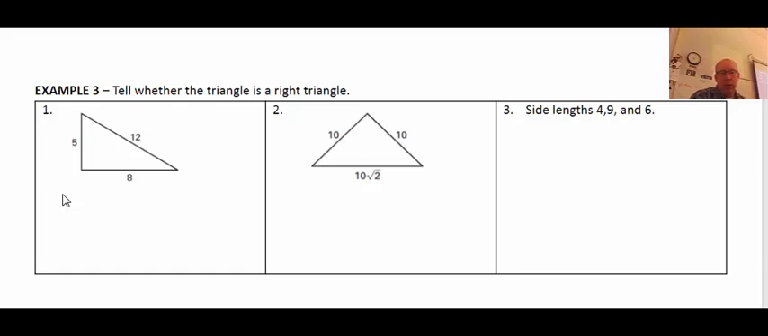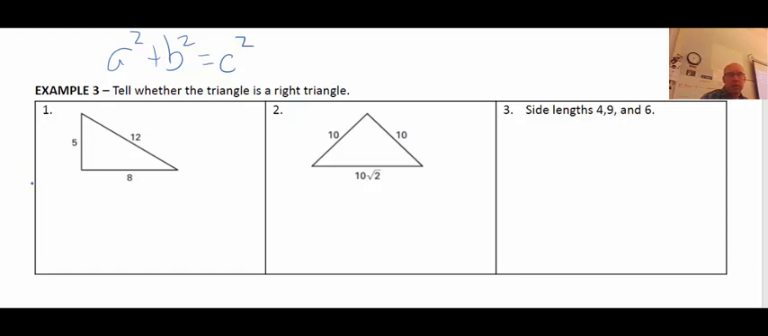This is lesson 9.1, example 3, where we are in charge of telling whether or not the triangle is a right triangle. Basically what we need to do here is plug the values that we have into the Pythagorean theorem to see if in fact a squared plus b squared does equal c squared.